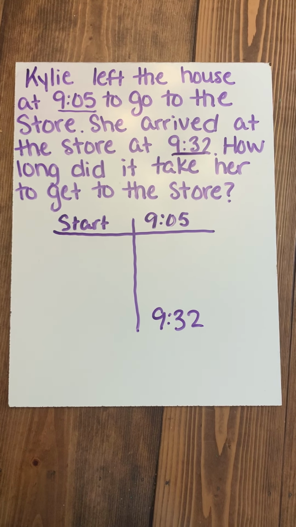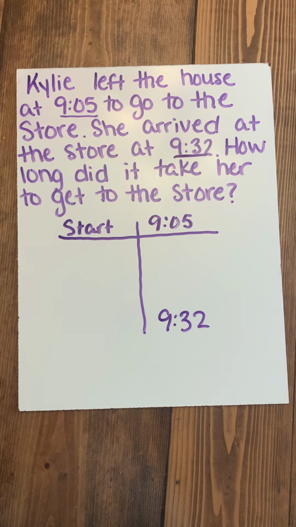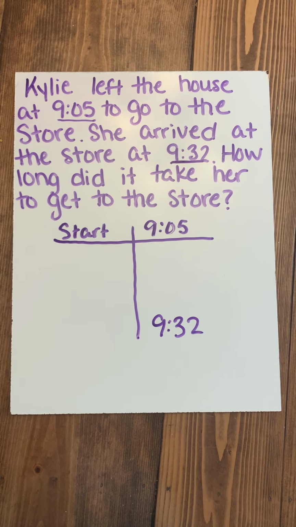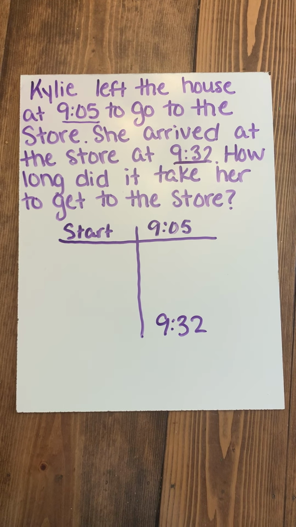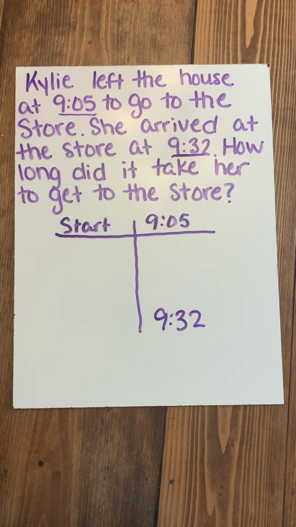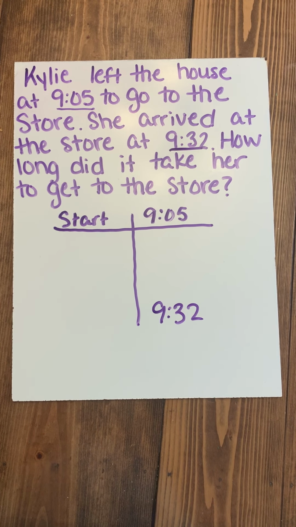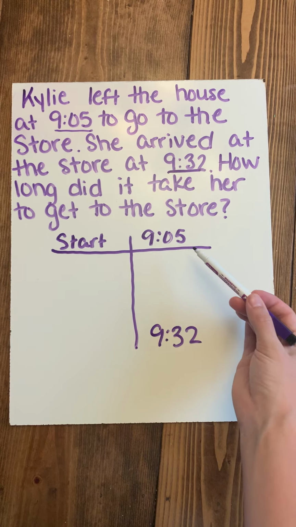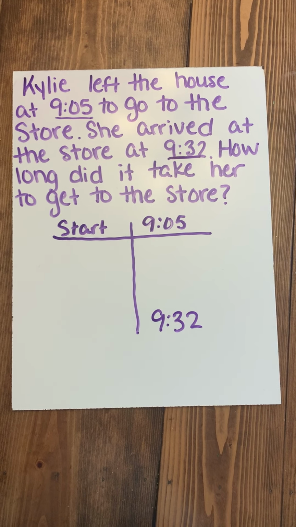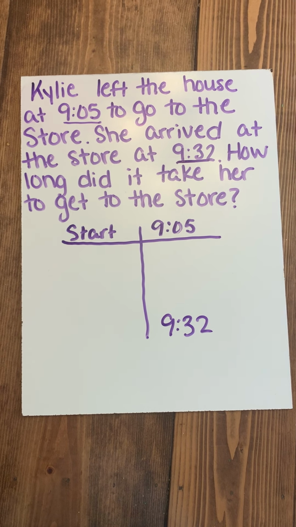Okay, so now what I want to do first is ask myself, what is the biggest time increment I can add to 9:05 to not go past 9:32? I always tell my kids to ask themselves, can we add an hour to our start time and not go over our stop time? For example, my start time is 9:05. Can I add an hour to 9:05 and not go past 9:32? Okay, no, I can't, because an hour past 9:05 would be 10:05.